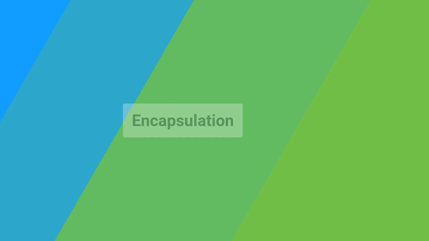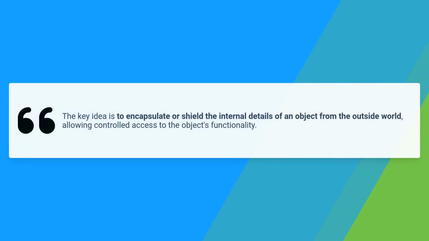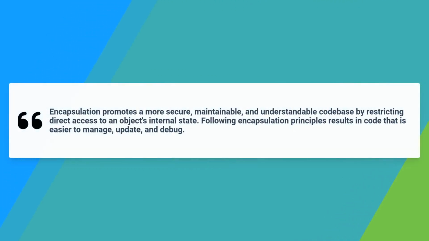Encapsulation is a fundamental concept in object-oriented programming that involves bundling the data, attributes, and methods, functions that operate on the data into a single unit known as a class. The key idea is to encapsulate or shield the internal details of an object from the outside world, allowing controlled access to the object's functionality. Access to the internal state of an object is typically restricted, and interactions with the object are facilitated through well-defined interfaces. Encapsulation promotes a more secure, maintainable, and understandable code base by restricting direct access to an object's internal state.